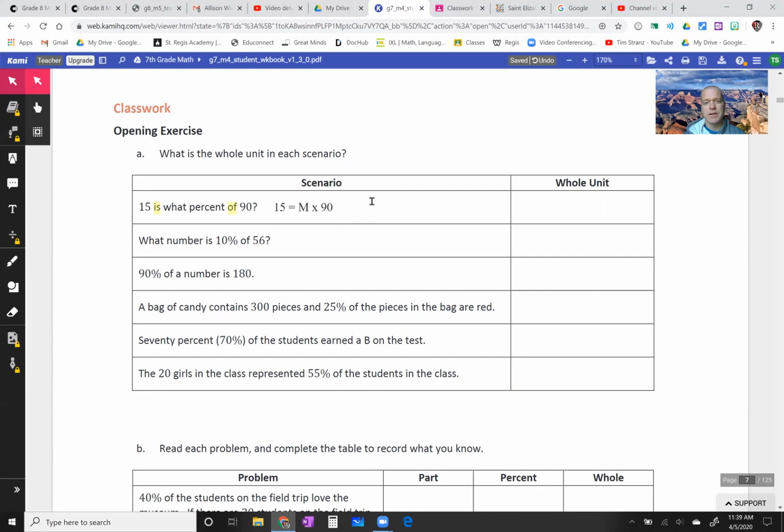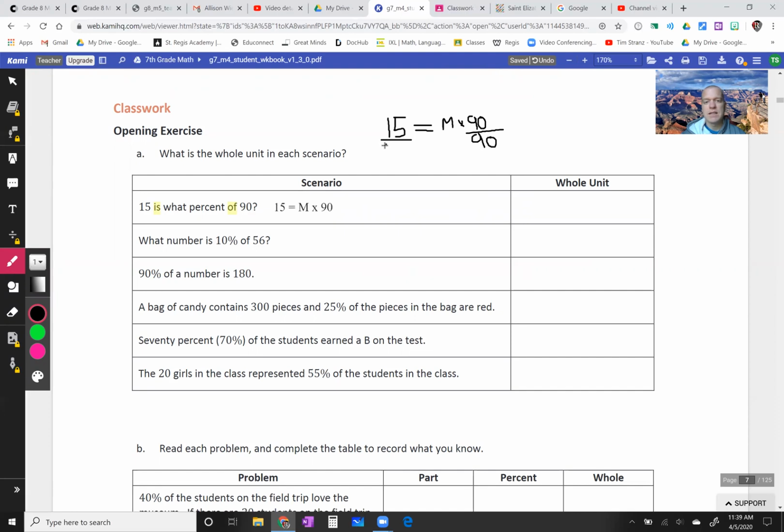What is that percent? In order to do that, I need to, let me see if I can draw on here. So I have 15, right, equals m times 90. Okay. So in order to get m, I need to divide both sides, right, by 90. So if I divide that side by 90, and I'm going to divide 15 by 90, okay? So 15 divided by 90.